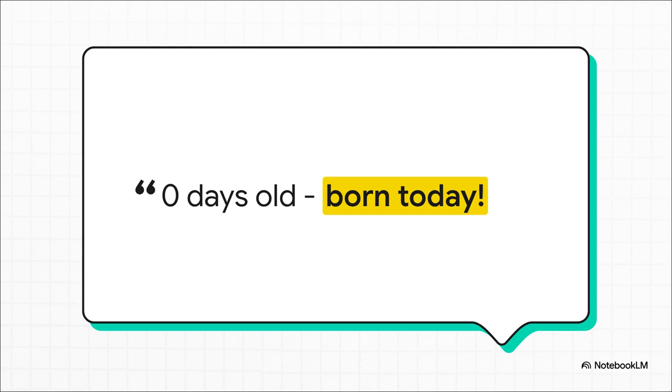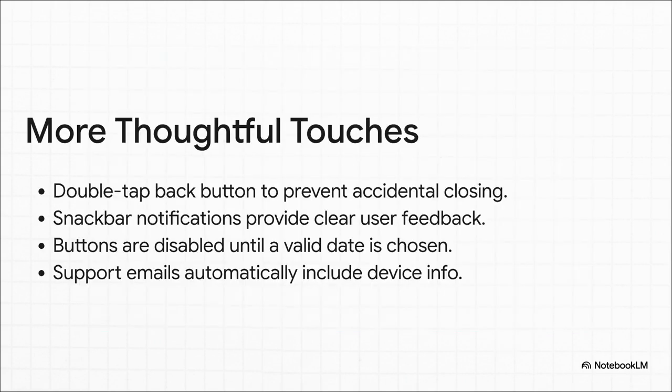And here is a perfect example of that thoughtfulness in action. So what happens if you select today's date as your birthday? Instead of spitting out a confusing 0 years, 0 months, 0 days, the app shows this clear, human-friendly message. It's a small touch for sure, but it shows the developer was thinking about the user, even in these weird little edge cases.